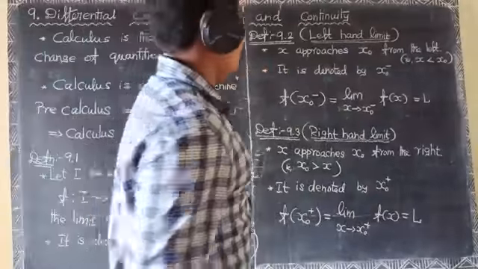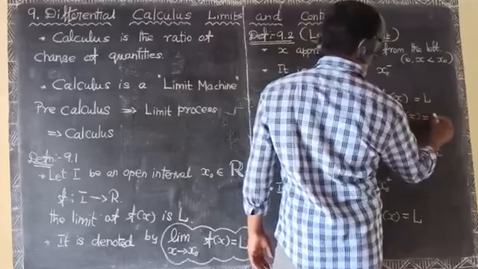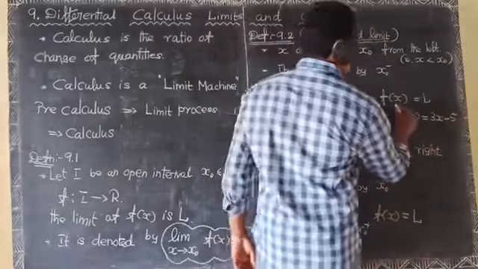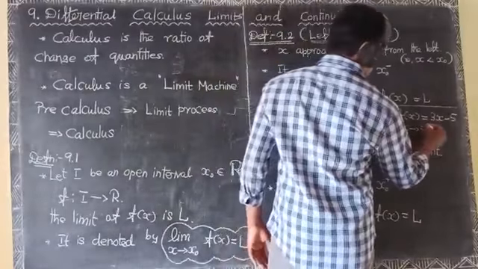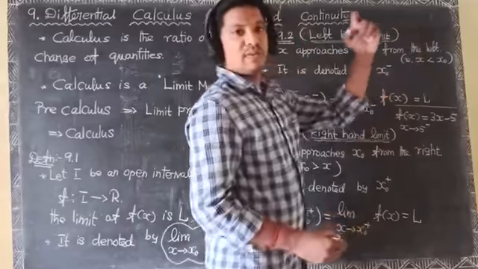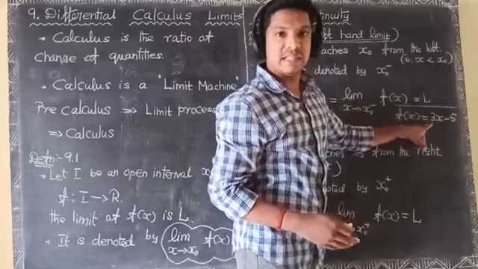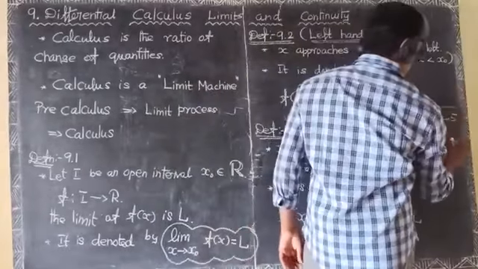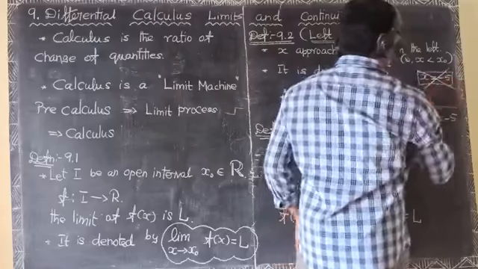Here, for example, f of x is equal to 3x minus 5. Here x approaches 5 minus, with the minus sign as a power. 5 minus does not mean minus 5. Don't consider x equal to minus 5, that is wrong.